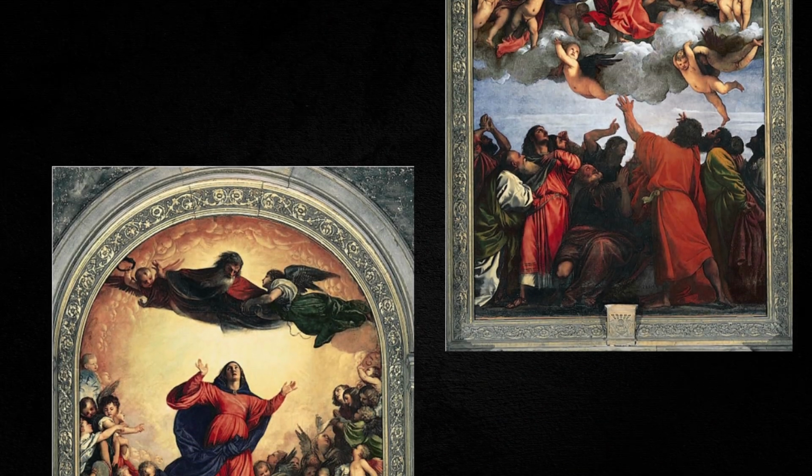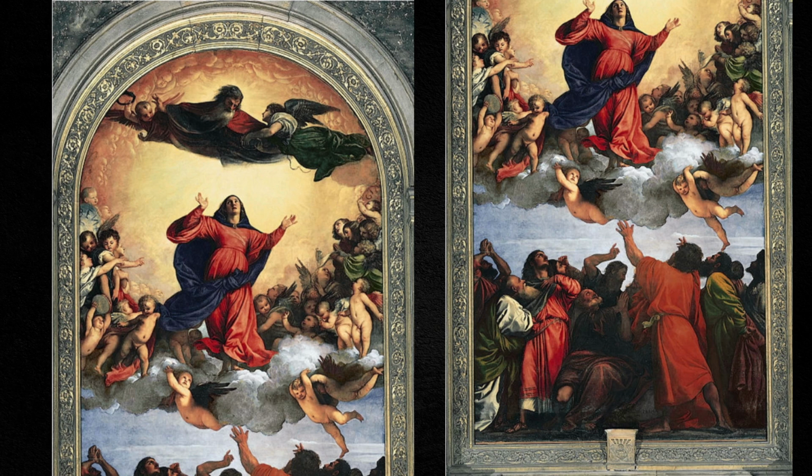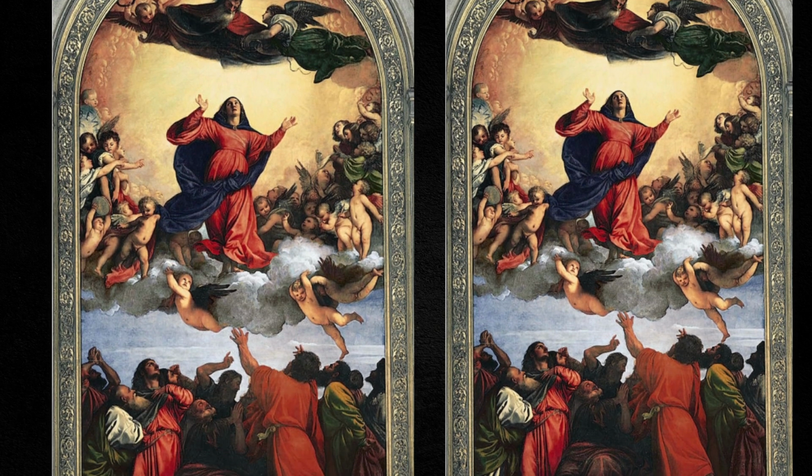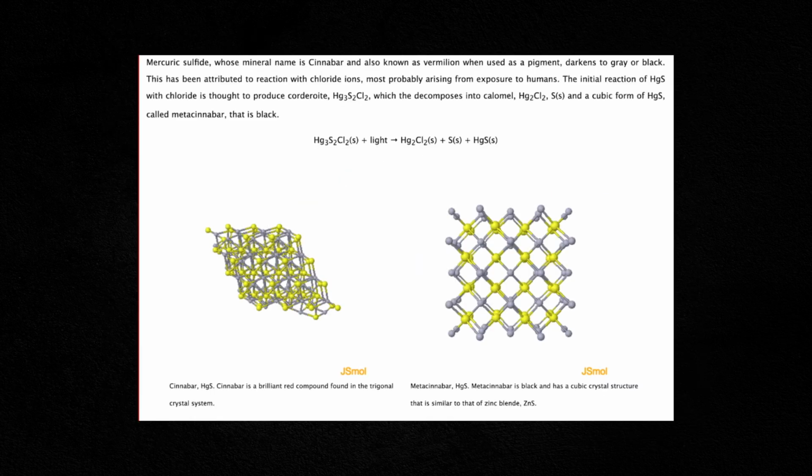We see cinnabar used in The Assumption of the Virgin by Titian from 1516 to 1518. Cinnabar, or vermilion, is a toxic and dense red, also known as mercuric sulfide. When used as a pigment, cinnabar or vermilion darkens to gray or black. This has been attributed to reaction with chloride ions, most probably arising from exposure to humans.